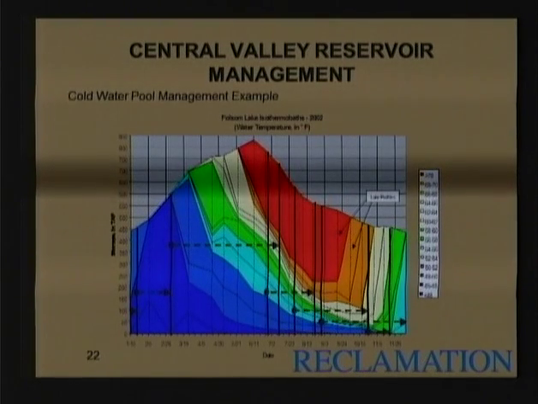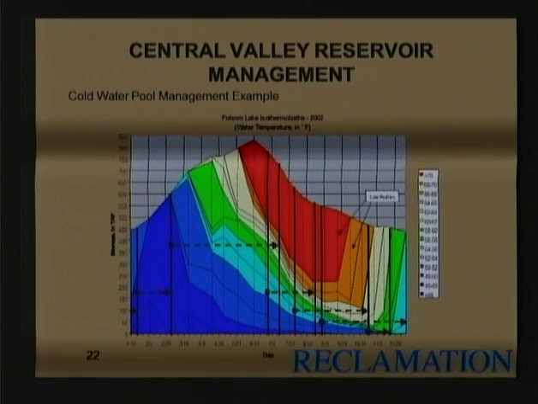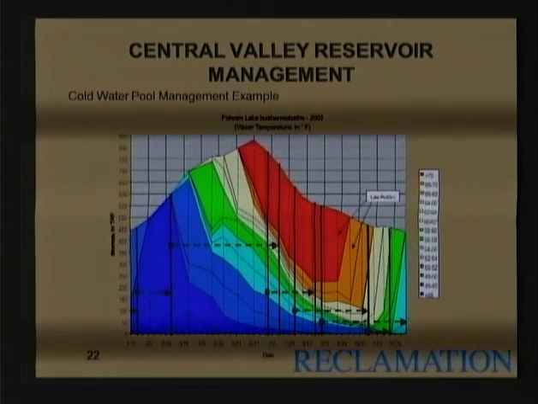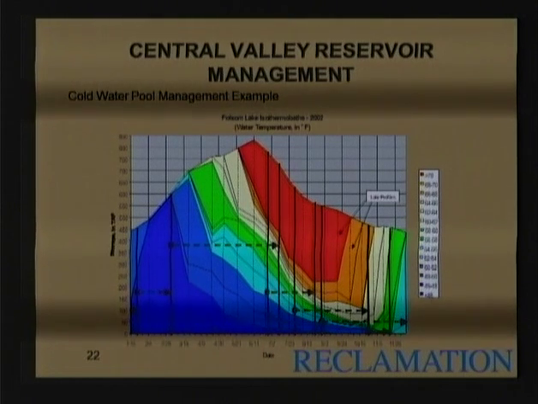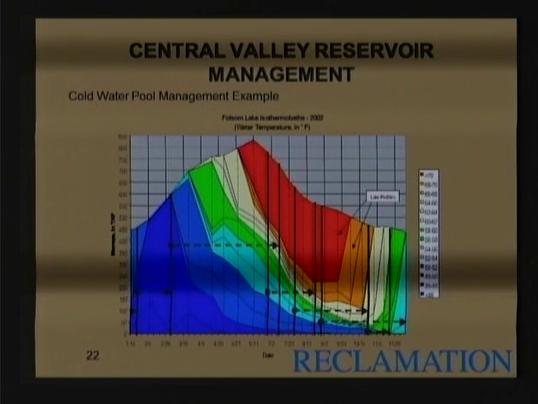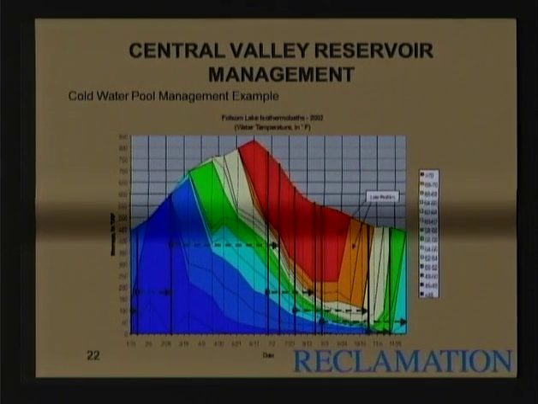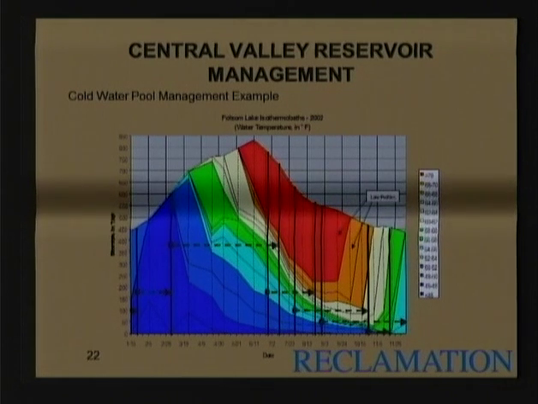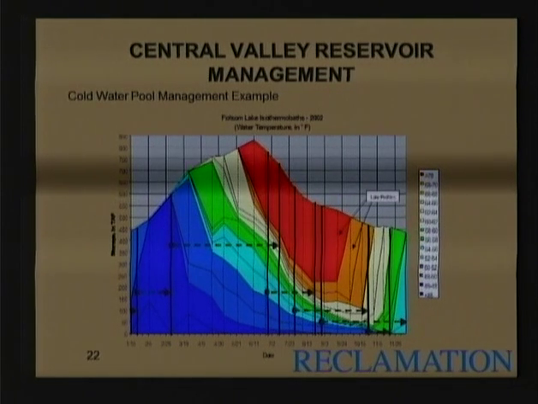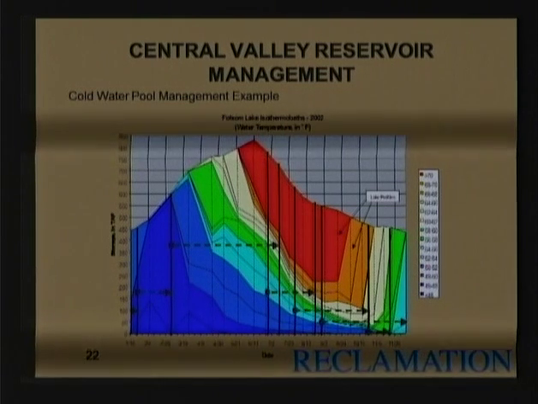This is a chart that I asked our folks to put in for a couple of reasons. One, because it's a lot more colorful than a lot of what we use. But this is a diagram, through time, of the cold water pool at Folsom. But it could be reminiscent of what we might see at Shasta or New Melones potentially.